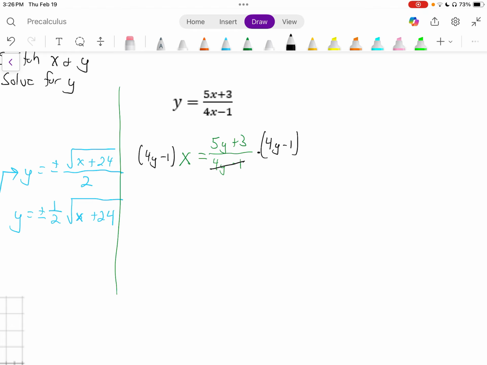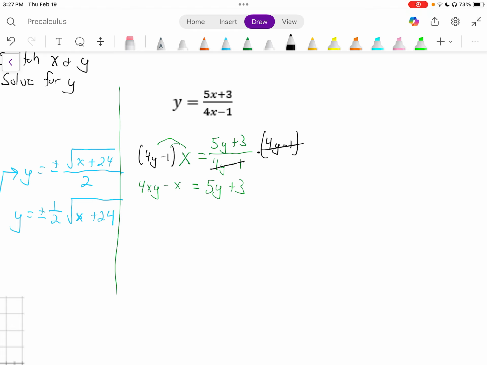So on the right side here, those will cancel. On the left side, we can distribute. As I'm doing this, our goal is to get all the y's on one side. So we have 4xy minus x is equal to, and after this canceled, this just leaves us with 5y plus 3. Again, our goal is to get all the y's on one side. That's our sub-goal. We have to do something after that. So get everything with y on one side and everything that does not have a y on the other side.